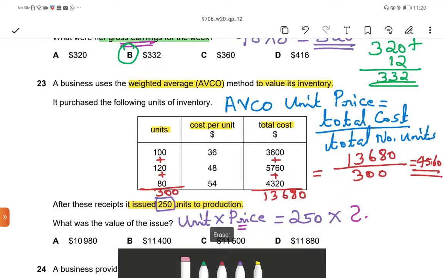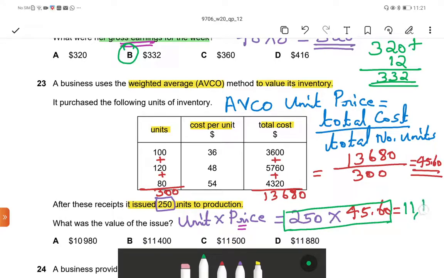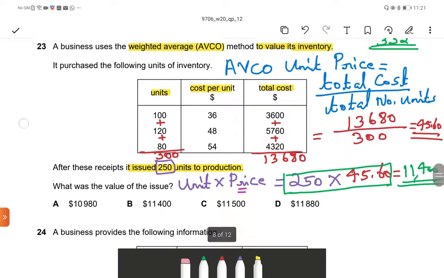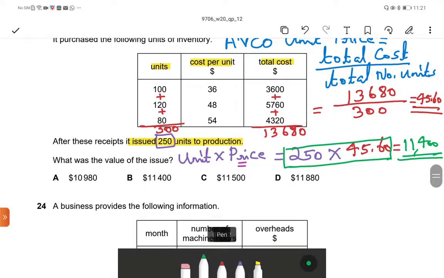So now we can apply this in the price. 45.60. What is the answer? The answer is 250 multiplied by 45.60, which is equal to 11,400. So the correct answer is option B.